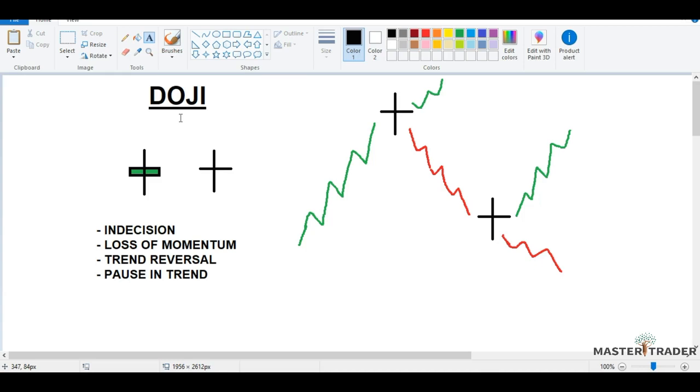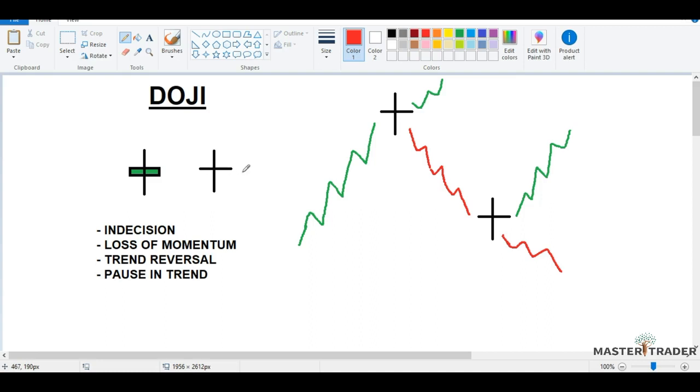So a doji is a candlestick pattern that looks like this, and the reason it looks like this is because of the way it is formed. Now, generally you will see dojis like this, where the opening price is equal to the closing price. But you might also sometimes see the opening very close to the closing. They're almost equal, so both qualify as dojis.